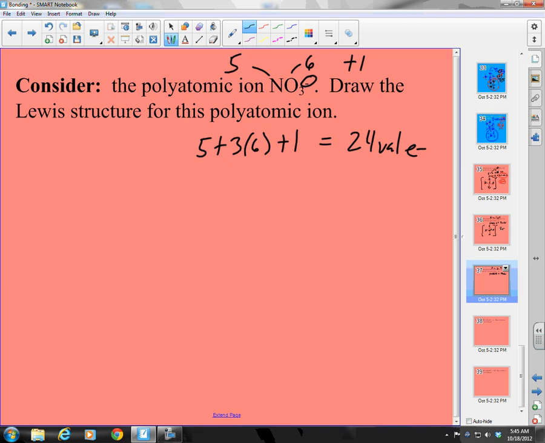18, 20, I think that's right. We're going to put nitrogen in the middle and surround it with oxygens. Okay, we'll do it this way. Now what do we do? We want to complete our octets.